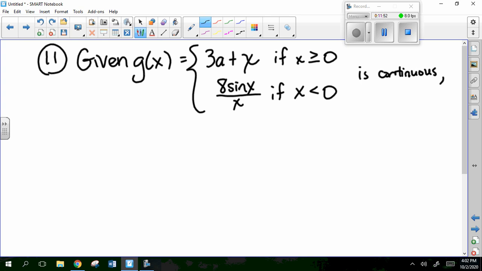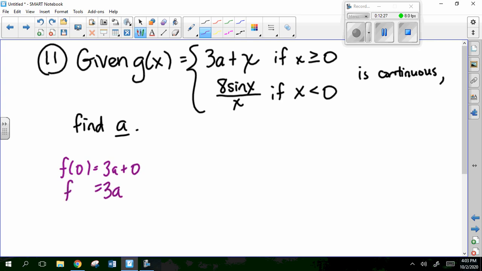find a. And so here again, we're just going through the process. What does it mean to be continuous? It means that the function can be evaluated at every single point. And we are specifically concerned about 0 because that's where the piecewise changes. So then I just need to make sure I'm allowed to plug in 0, and I am. I'm allowed to plug it into the top line.